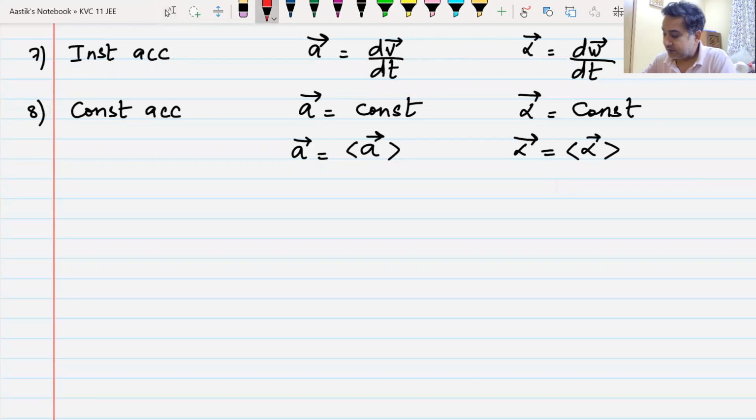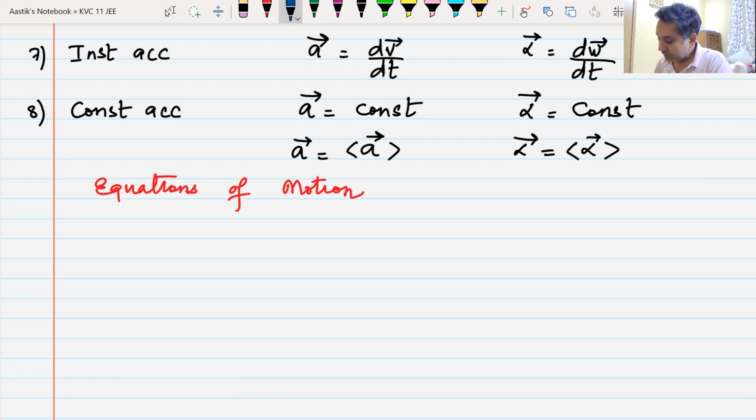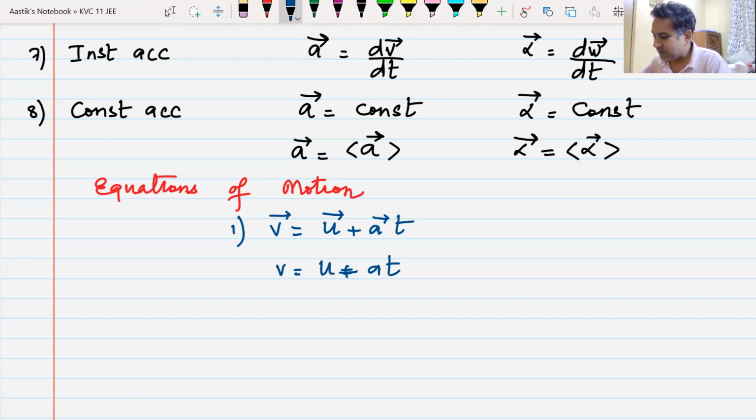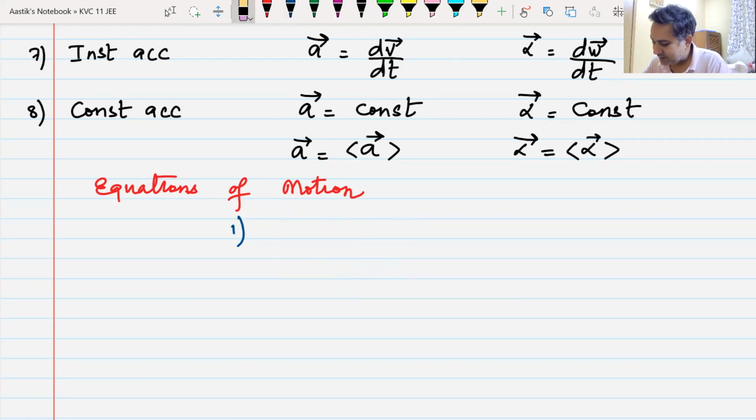Then we had also seen the equations of motion. We will just write it again. The first equation was v is equal to u plus at. In vector form, it was written like this. In scalar form, it was written as v is equal to u plus at with proper sign. I will not write them in the vector form. Let us write in the normal form. So I write it as v is equal to u plus at.